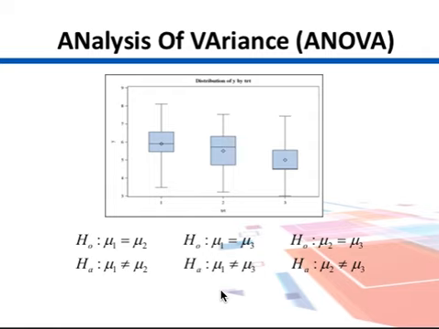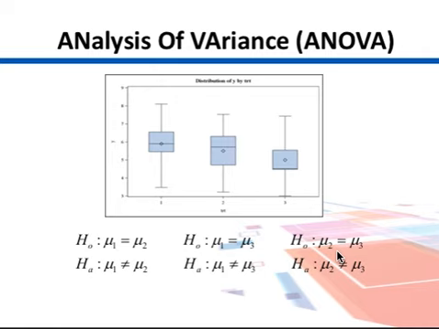Analysis of variance. Here we have more than two populations, and we want to compare their means. In this example we have three populations, so we need to do three comparisons. We can compare mu1 with mu2, with the alternative hypothesis that mu1 is not equal to mu2, or we can compare mu1 with mu3, and in the same way mu2 to mu3. So these three pairwise comparisons are possible, but that will take a lot of energy.